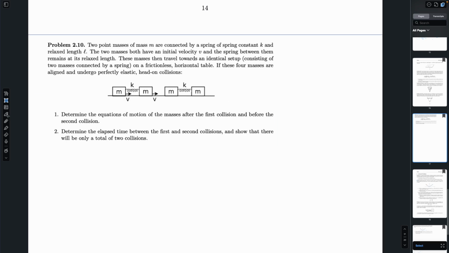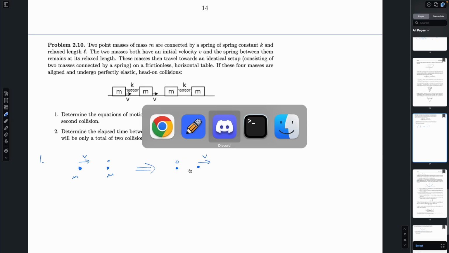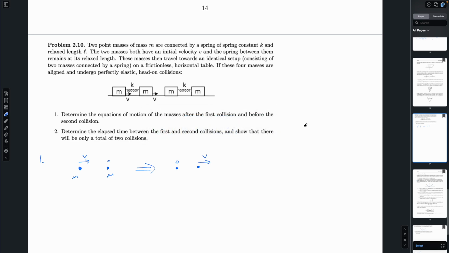Okay, so for this one, for part one, before we even start, you need to know that if two identical masses collide, this one is m, this one is also m, but one is at a standstill and one has speed v, after the collision one moves off with speed v and this one becomes zero. It'll just transfer all the momentum over. This one you know, right? You can easily prove this yourself by doing conservation of momentum and conservation of energy.